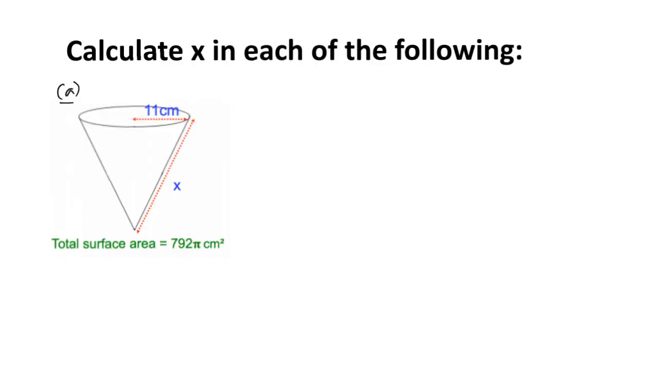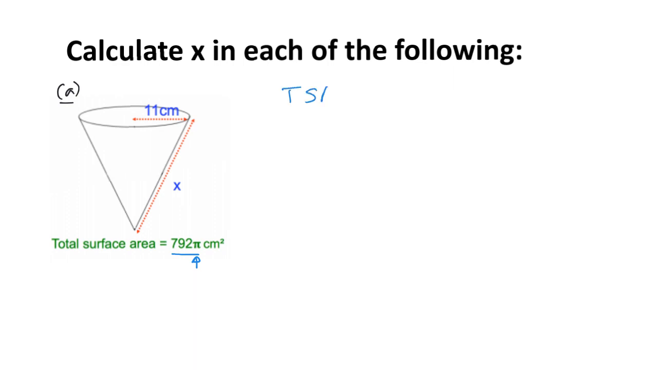Okay, so slightly harder ones now. Calculate x in each of the following. So this is where you're given the surface area and you have to find a length, a radius, something. Okay, so the total surface area, it's 792 pi. Now be very careful, there's a pi there.